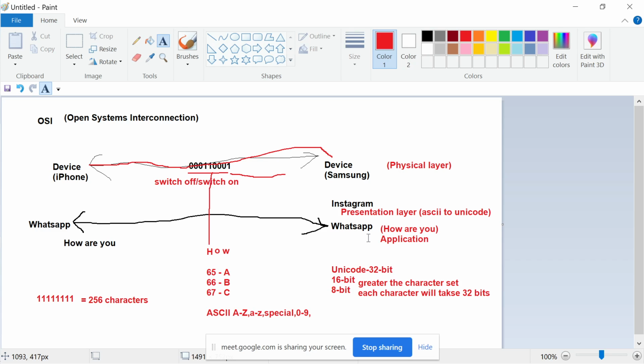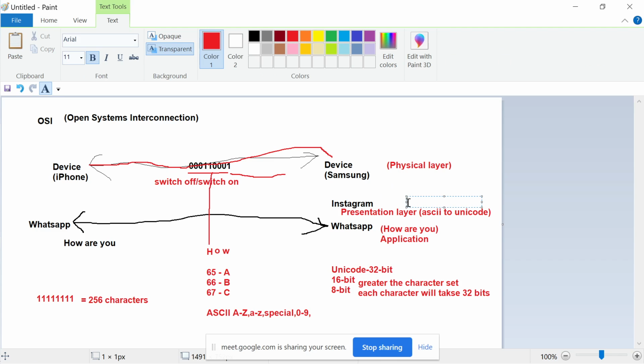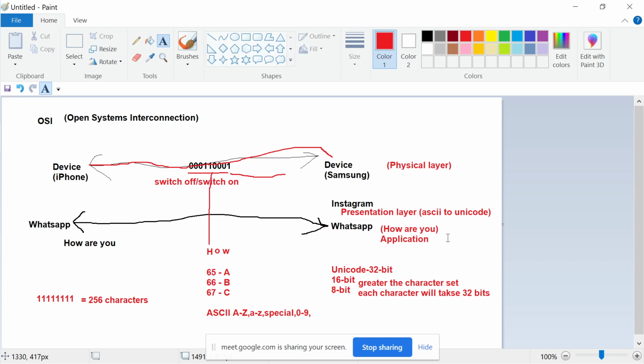One application may want it in ASCII format, the other application may want it in Unicode format, right? So it depends on which application we're talking to. One application may be a Chinese language application. One application may be a simple English language, so ASCII will work. So all this work is done by the presentation layer. Is this understood? What is the application layer, or what is the presentation layer, what is the physical layer?